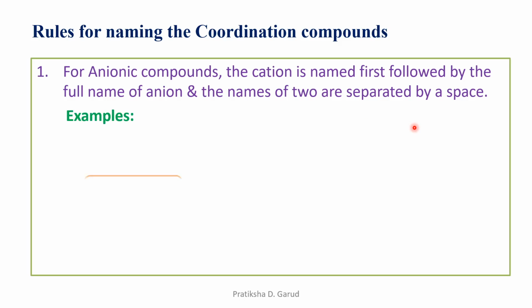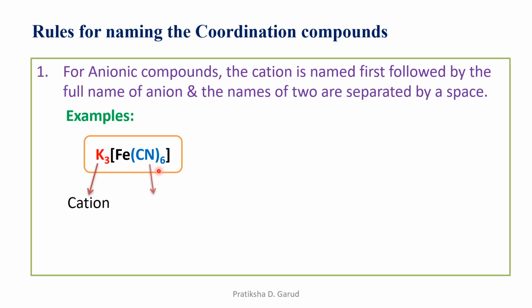Let's take an example. We have this anionic compound. Why is it an anionic compound? Because the square bracket indicates the complex, and outside this complex we have potassium. Potassium is the cation, it is positively charged. As it is positively charged, the complex has the negative charge, so this complex is known as the anionic complex. Here K is the cation, whereas the CN is the anion. Cation means positive charge, anion means negative charge. The cation is named potassium, whereas the anion is named hexacyano, which is the ligand.